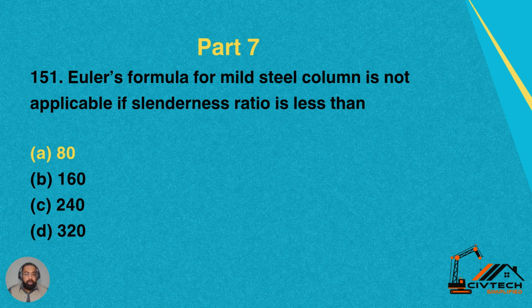Question number 151. Euler's formula for mild steel column is not applicable if slenderness ratio is less than: option A 80, option B 160, option C 240, option D 320. So A is the correct answer for this question. If the slenderness ratio is less than 80, then Euler formula is not applicable for mild steel columns.